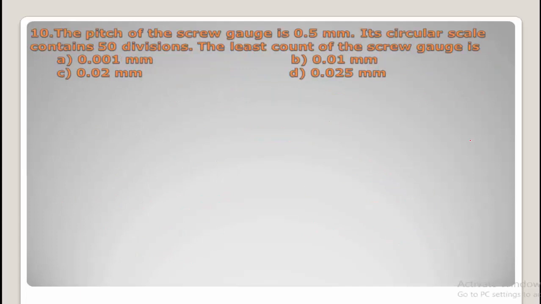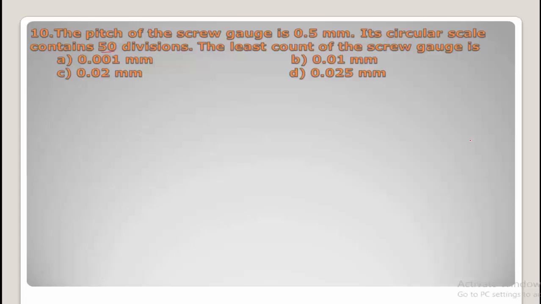Next question. The pitch of the screw gauge is 0.5 millimeter. Its circular scale contains 50 divisions. The least count of the screw gauge is? So already we have done practicals on the screw gauge. In that screw gauge we have seen there are 100 divisions. But here it is given that there are 50 divisions on the circular scale.